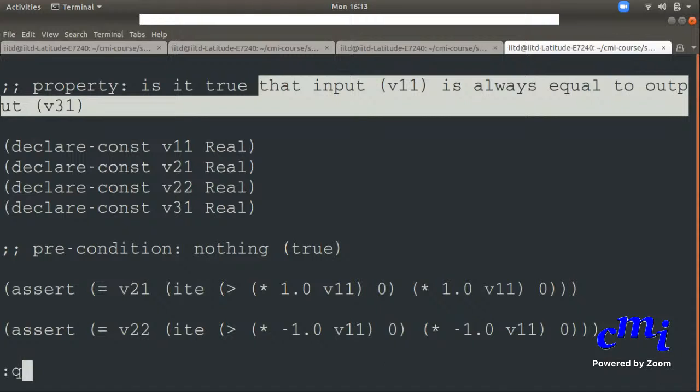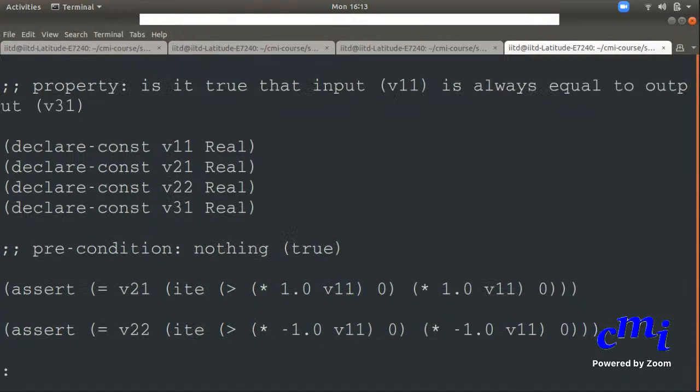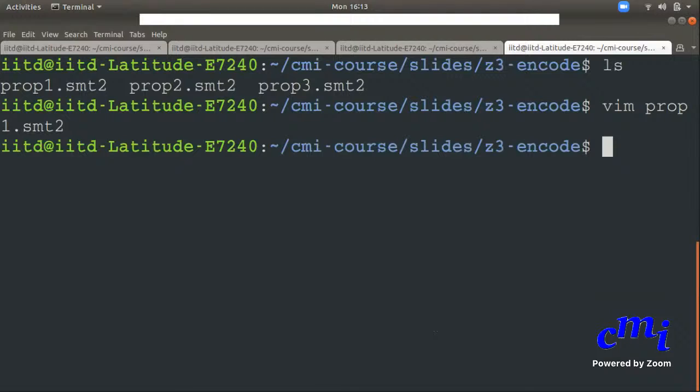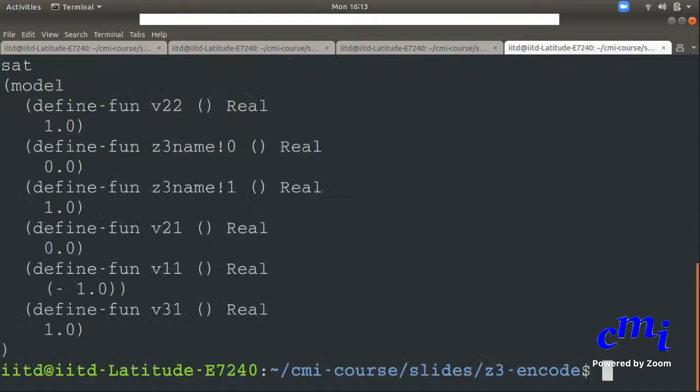Okay, and once you have encoded this, you can check this very easily using Z3. And it'll tell you that this is satisfiable. So in fact, it is possible that the input and the outputs are not the same. And if you want to look at one such input, here is one such input for which the input and the output are not the same.